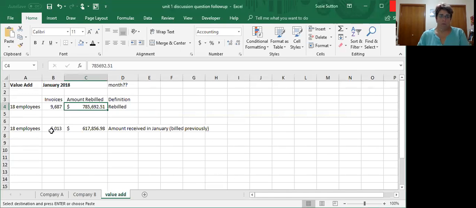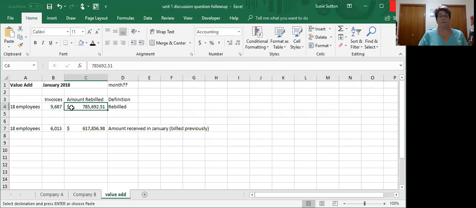Or in January, they collected on 6,000 invoices for $600,000. That money came in off invoices that they rebilled previously. So is that the value add? That was the result of effort from those people, because they're going to invoice, we billed 9,600 invoices, but we know they're not going to collect on all those for whatever reason.